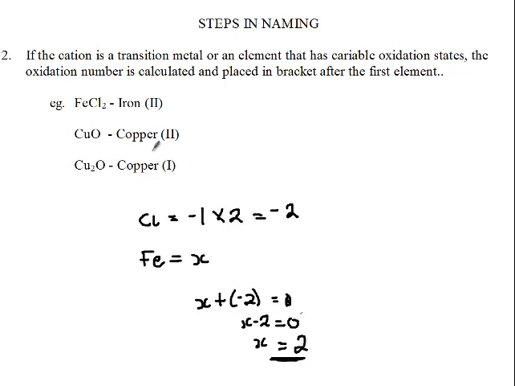is 2. The oxidation state of copper in copper oxide is 2. The oxidation state of copper over here is 1. So the next step is we are going to calculate the oxidation number of the element if it is an element that shows varying oxidation numbers. Now, after calculating, you put it in brackets after you name the first element.